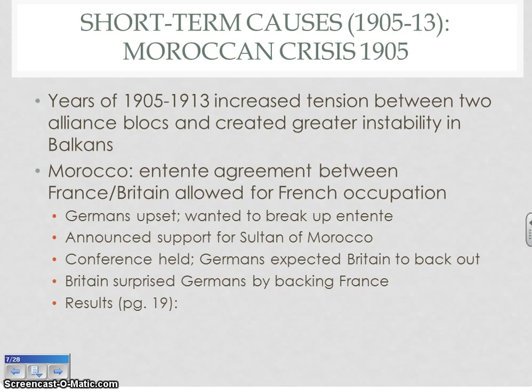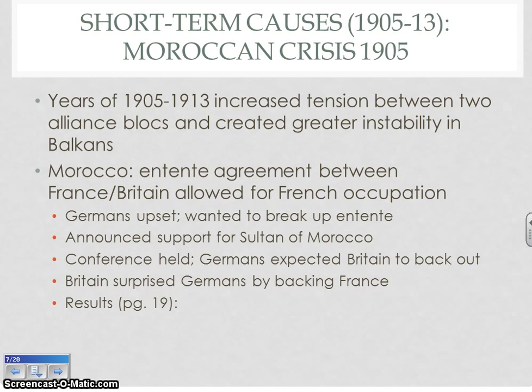The first short-term cause I'd like to discuss is an issue that happened in the African nation of Morocco. It happened in 1905. And basically the issue involved at first the entente cordiale that had been previously signed between the British and French, which we discussed earlier. This agreement was over colonial issues that both of the nations had. It was not a military agreement. The first application of this agreement in Morocco involved the idea of allowing the French to occupy Morocco.